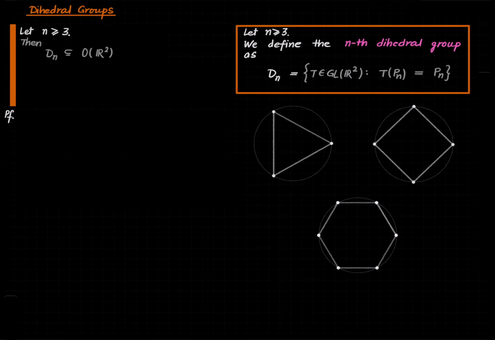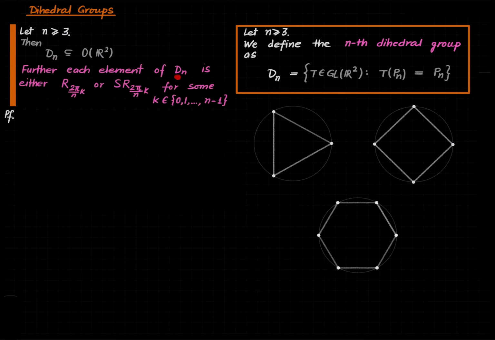So first we will show that Dn is actually contained in the orthogonal group. And in the course of the proof, we will also have shown that each element of Dn is either this rotation or this reflection. S is the reflection about the x-axis, and this is rotation by this particular angle. So let's try to show the first thing, and in the course of that, this will already be clear. And I'm not going to give a very detailed proof. I just want to give an intuitive proof. The details are an exercise.